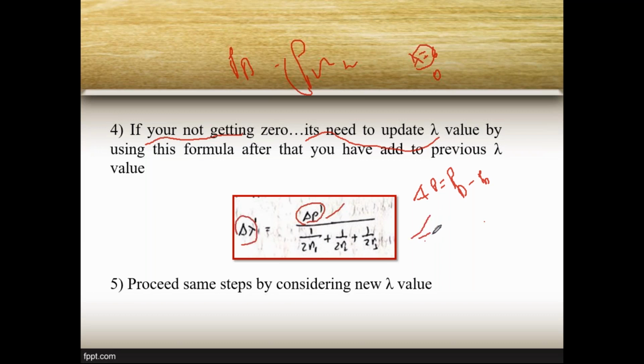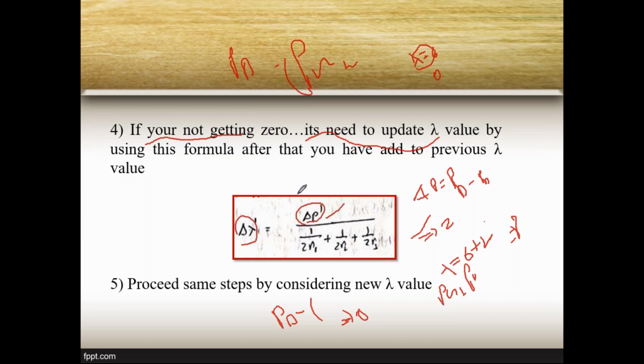Suppose you are getting this value as 2. Next step, you have to take lambda equals 6 plus 2, and after this you will get the value 8. By using this lambda value, again you have to calculate PG1, PG2, PG3, then substitute. When you subtract from PD, you have to get 0. Again, if you are not getting 0, then you have to proceed with the same procedure.